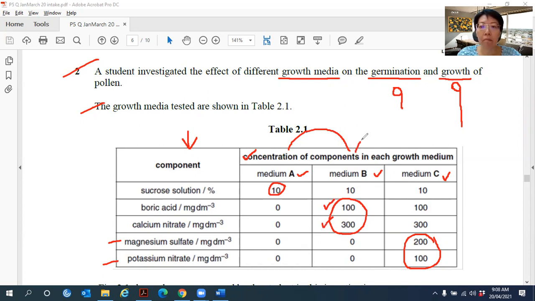And then you can also compare between B and C to say that any differences in the result can be due to the presence of magnesium sulfate and potassium nitrate. Whereas for medium A alone, can we say that the germination is due to sucrose? You cannot do that unless you've got another medium which is a control, when there's no sucrose. Then between no sucrose and the one with sucrose, any differences in the result is due to the presence of sucrose, and then you can draw the conclusion. So I want you to understand the setup of the experiment. Any differences in the independent variable, that difference is the one that could cause the difference in the result. Okay, so that's the setup for this one.